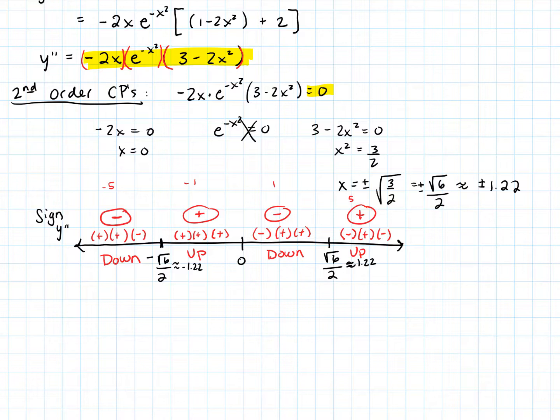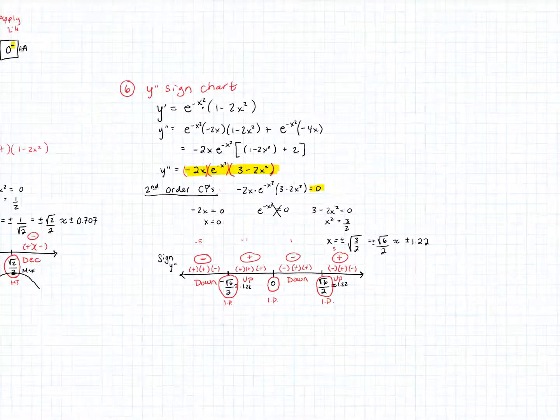Okay? Which means at each of these points, we have an inflection point. Each of these are places where the concavity changes. So these are each inflection points. Okay. All right. Whew, that's a lot of information.